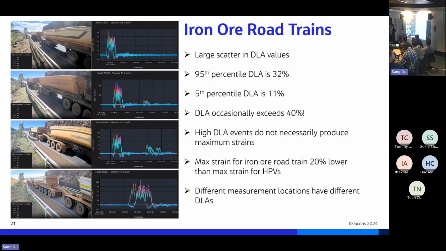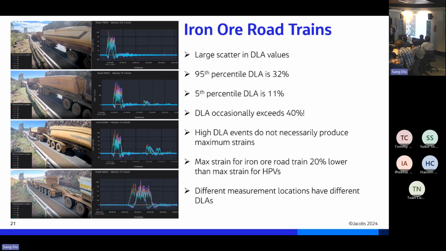Quick findings. Iron ore, what did we find? 95% of the DLA is 32%, 5% of it is at 11%. Otherwise, some DLA go above 40%, even for the iron ore road trains. But the high DLA doesn't mean high stress. So now it depends what you want to do about it. Is it for fatigue reasons, or is it for DLA allowance calculation for a desktop analysis?